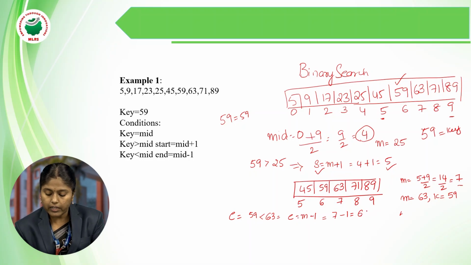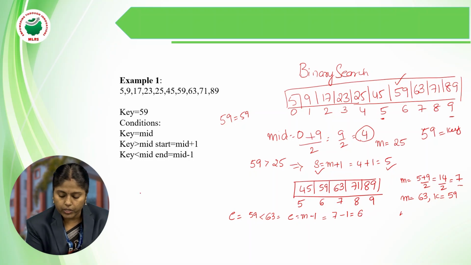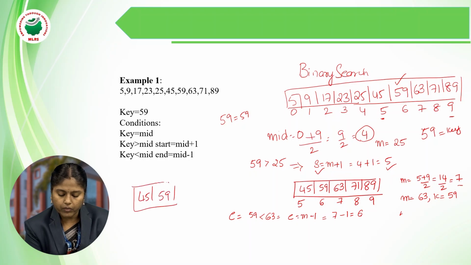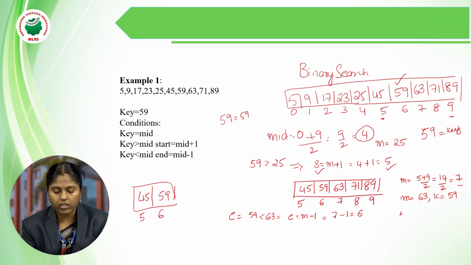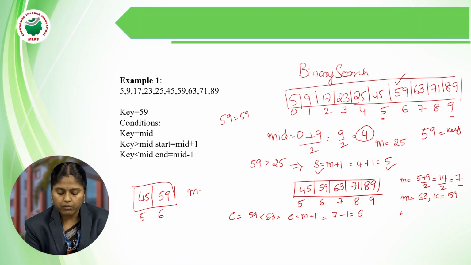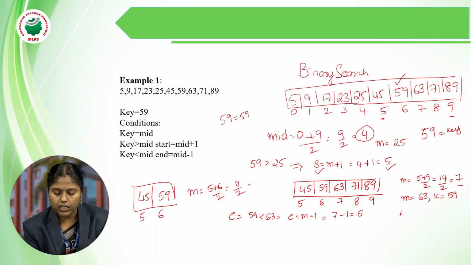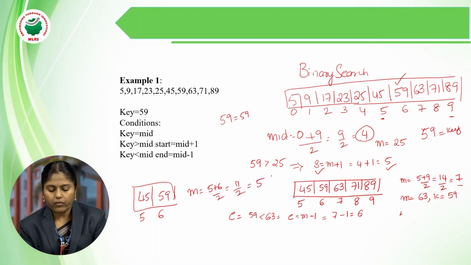Okay, now what is the start here? Start position is equal to 45 and end position is equal to 59. Now what are the index values? 5 and 6. Now again you have to calculate the mid value. How are we going to calculate it? Mid is equal to (5 plus 6) by 2, that is 11 by 2, that is 5. Now what is the mid value here? Index 5 means 45.